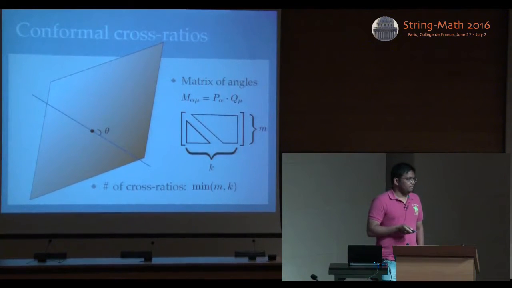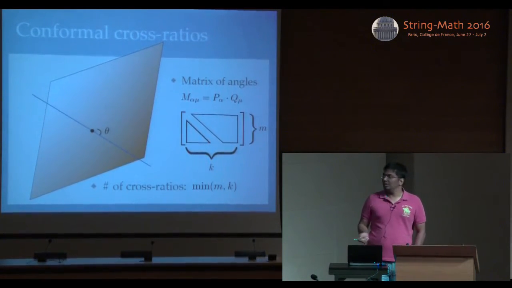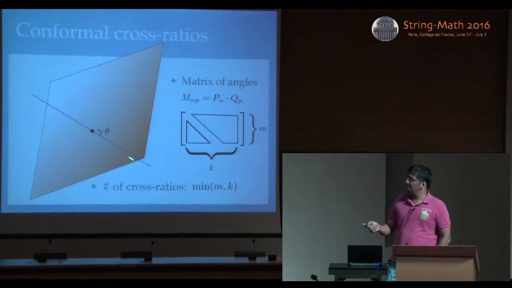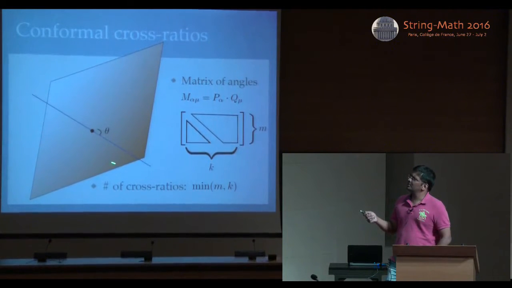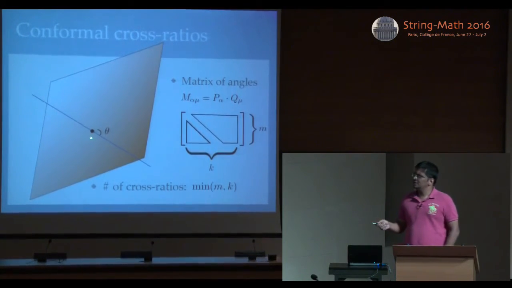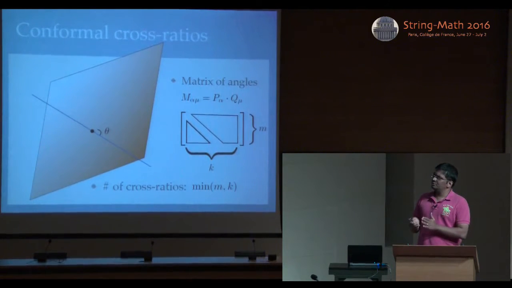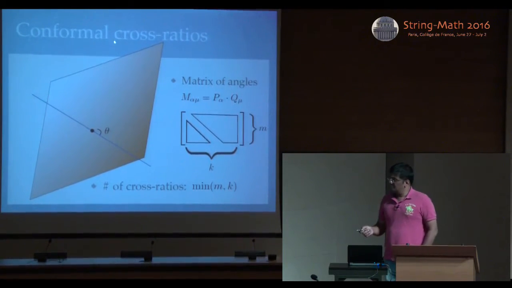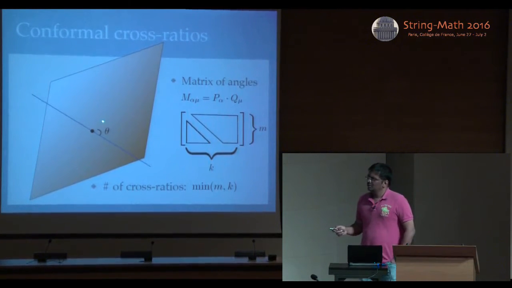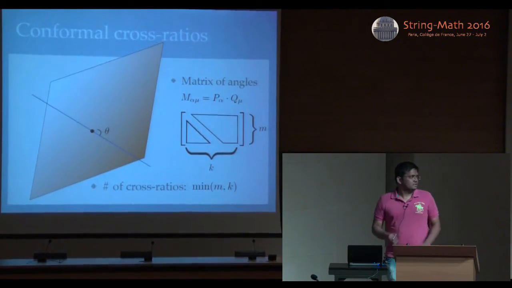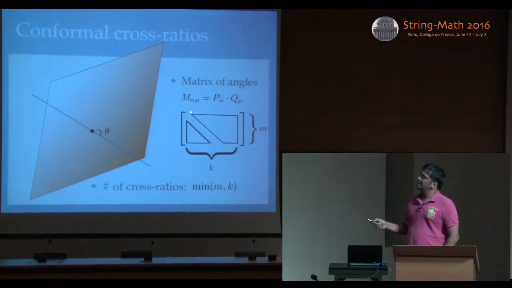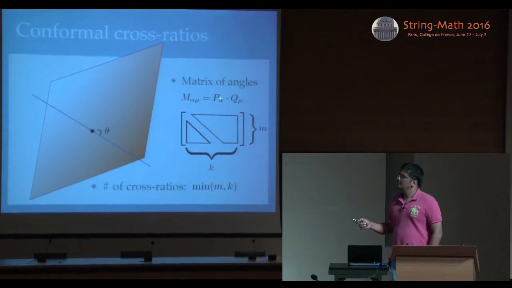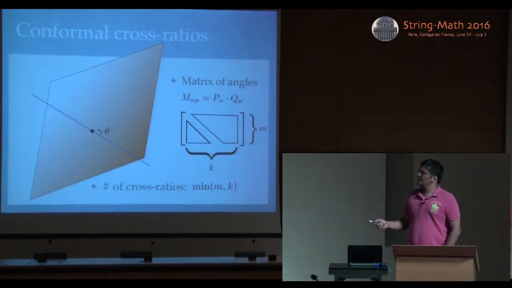A codimension M defect lifts to a codimension M hyperplane, while similarly for a codimension K defect, schematically represented by a line. And then the conformal cross ratios are simply the parameters needed to specify the relative position of this hyperplane with respect to this hyperplane. In other words, these are simply angles between the two. So the angles can be encoded in the matrix of angles M_alpha mu, which is just the dot product of P_alpha dot Q_mu. And this is an M by K matrix.